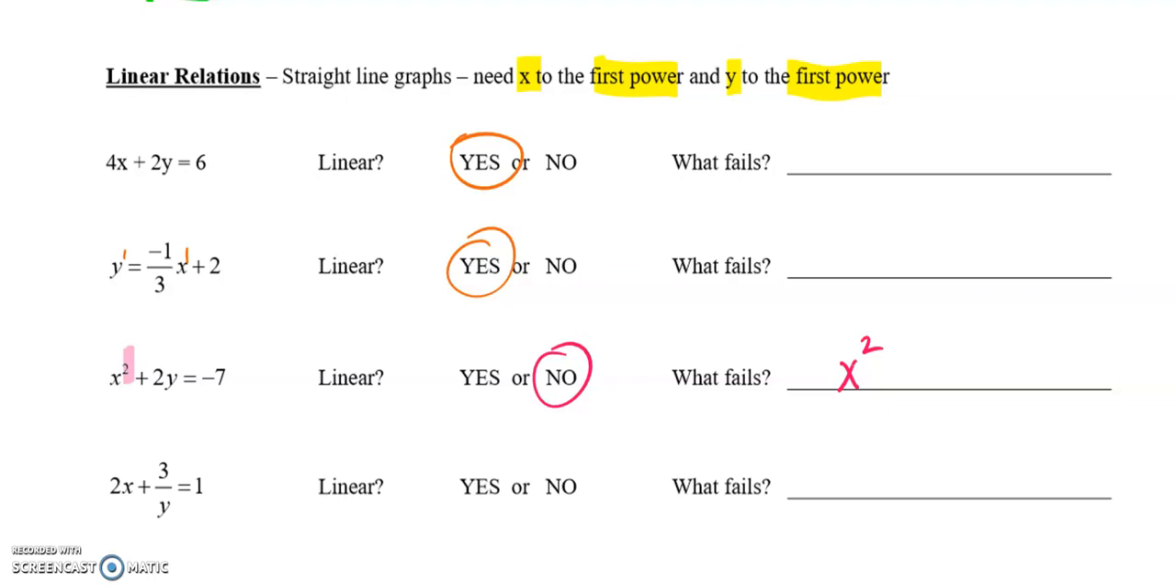And let's look at the last one here. 2x plus 3 divided by y equals 1. Is this linear? No, because this y is really to a negative 1 power, not to a first power. So no. Who's the failure? The failure term is the 3 divided by y.